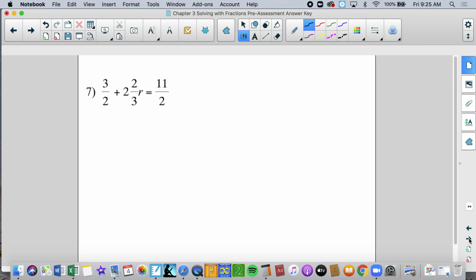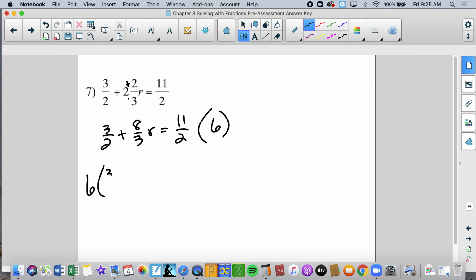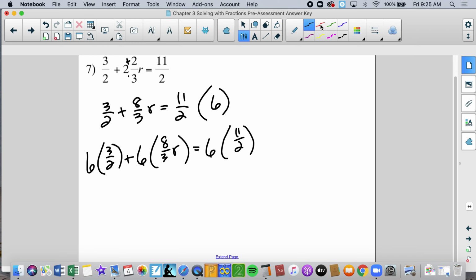All right, we don't have to erase the 7 because we have to convert that mixed number to an improper fraction. 2 times 3 is 6, plus 2 is 8. 8/3 r equals 11/2. Now we will find the LCM and cancel out all these fractions. So you have 6 times 3/2 plus 6 times 8/3 r equals 6 times 11/2.